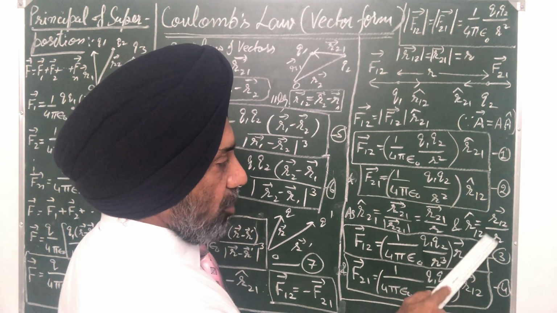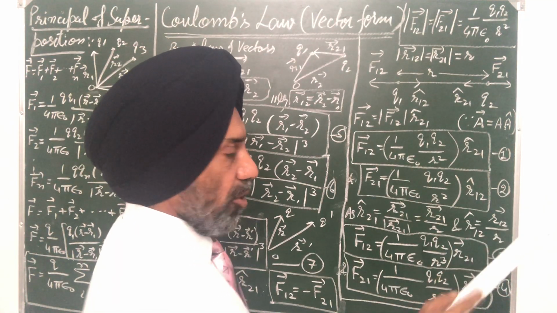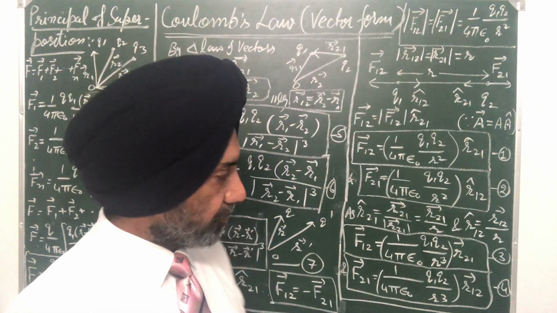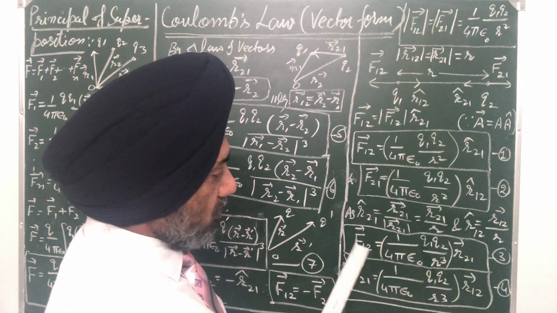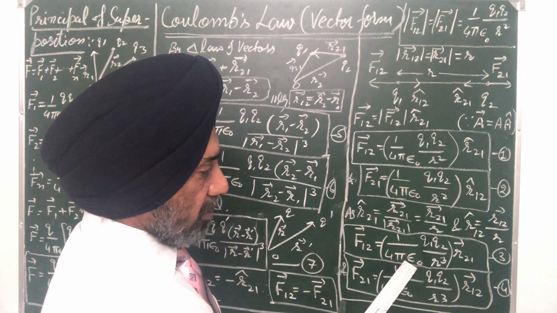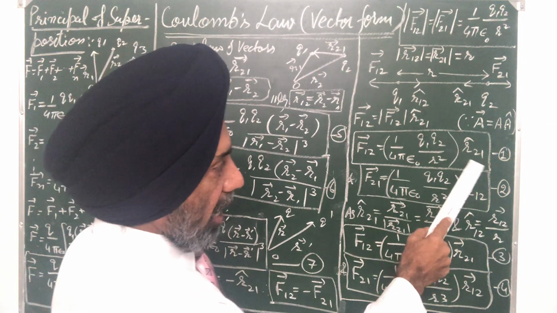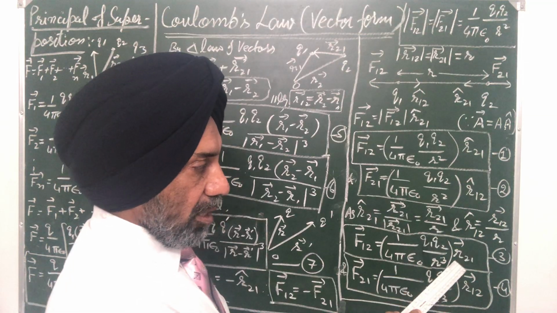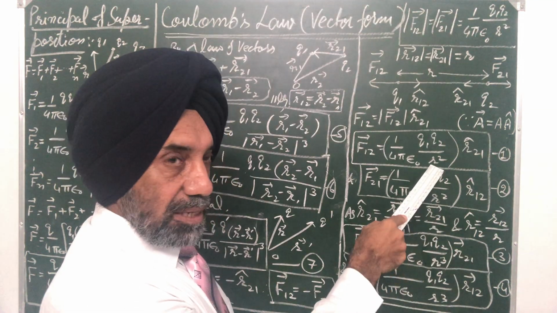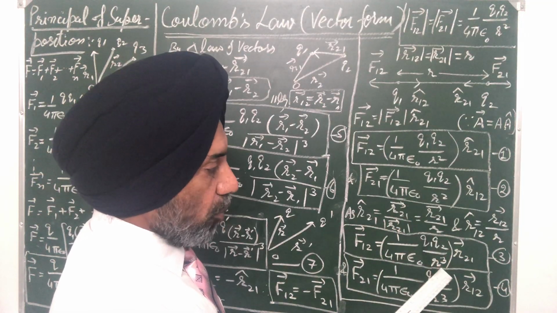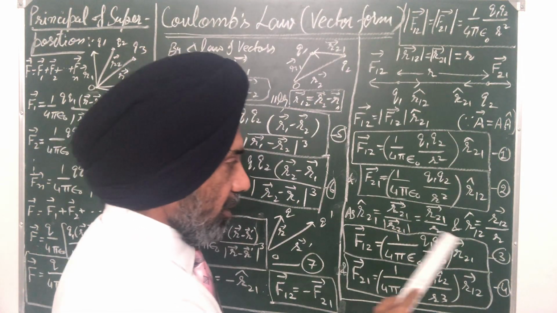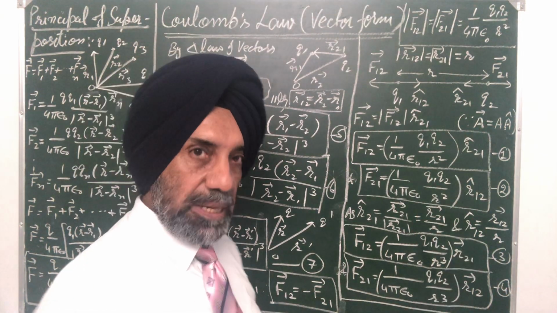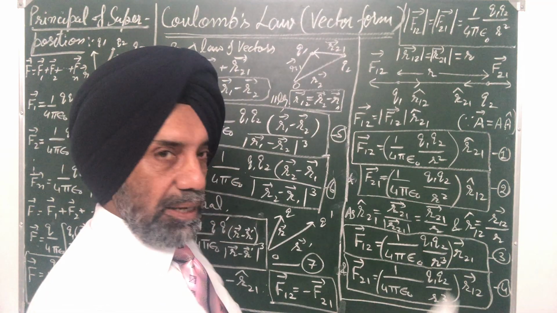Similarly, R12 cap is given by R12 vector upon R, because R12 vector magnitude and R21 vector magnitude are equal to R. Therefore, equations 1 and 2 become F12 equals 1 upon 4 pi epsilon naught Q1 Q2. Now, instead of R21 cap, we write R21 vector upon R. So R21 vector, and R square is already here, so it will be R cubed. So in terms of displacement vector, instead of the R21 unit vector, we have the R21 displacement vector, and in the denominator it is R cubed.